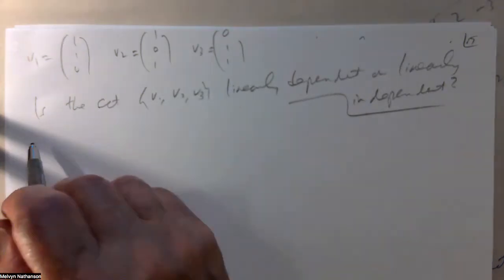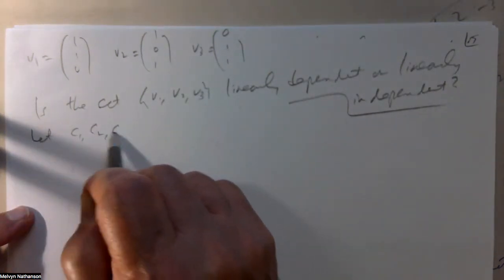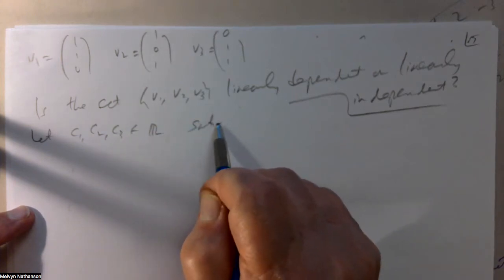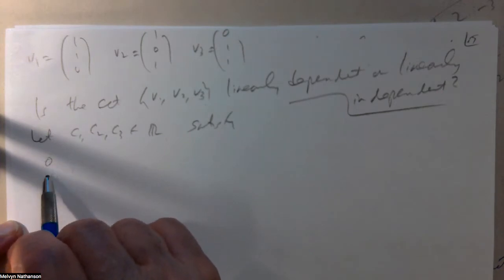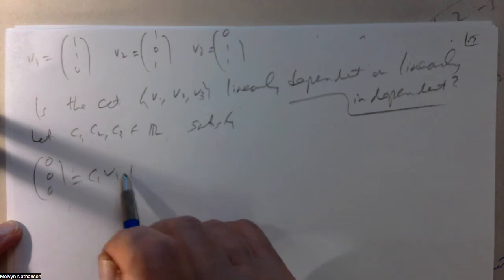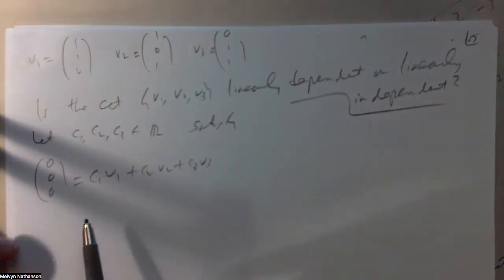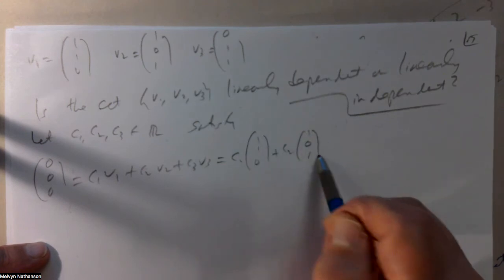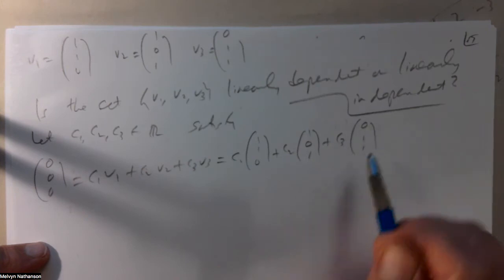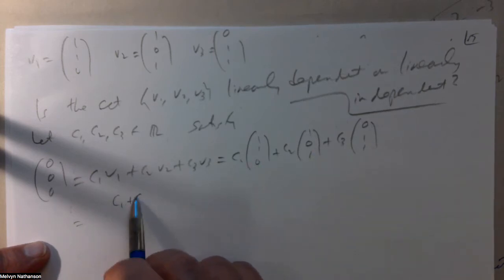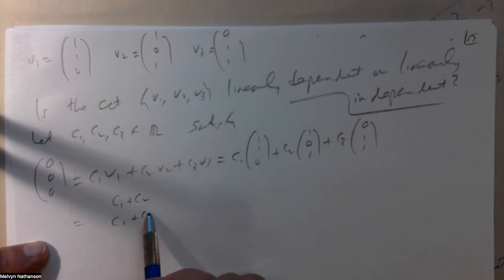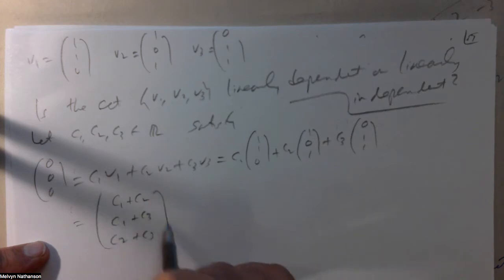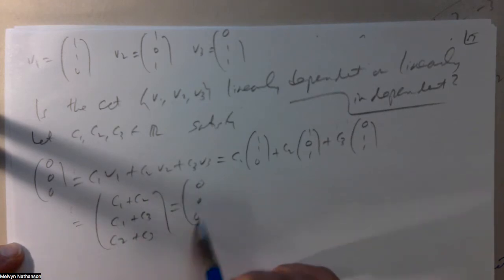Which? Well, suppose we take scalars C1, C2, C3 in R that satisfy the vector equation (0, 0, 0) equals C1 V1 plus C2 V2 plus C3 V3. What scalars can satisfy this vector equation? This is C1 times (1, 1, 0), C2 times (1, 0, 1), C3 times (0, 1, 1). If I scalar multiply and add, I get (C1 plus C2, C1 plus C3, C2 plus C3), again equals (0, 0, 0).